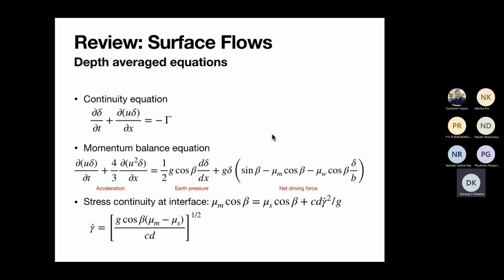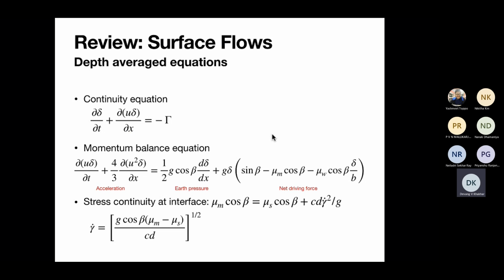And so from this, if we simplify, we can easily get the shear rate as just g cos beta into (mu m minus mu s) by c d. Here d is the particle diameter, c is a constant. So in this way, essentially if we just look at this and this equation, then we have two equations and two unknowns. And then when we look at the continuity equation, then we'll have three equations and three unknowns.